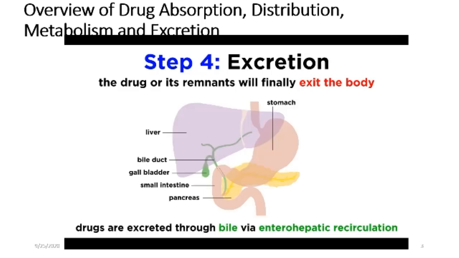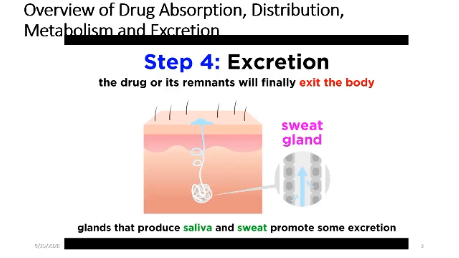Some drugs are excreted through bile, a substance secreted by the liver to aid in digestion, as bile is recirculated back to the liver via enterohepatic recirculation, whereby most of the drug can then be excreted by the kidneys, and the rest will exit in the form of feces. And as we said, glands that produce fluids such as saliva and sweat can also promote excretion, though this method tends to be less effective.